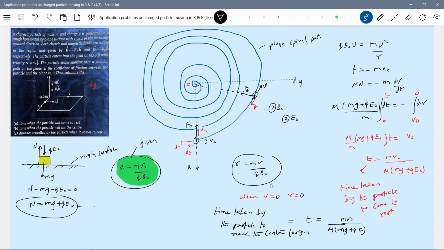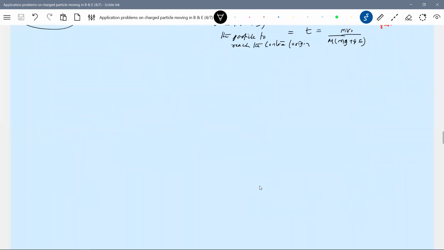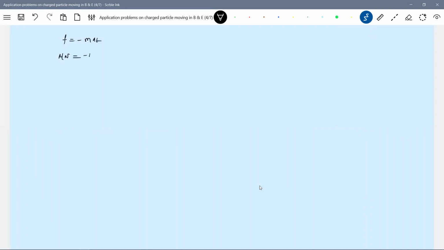V dv by ds. So for the retardation, the next part of the problem, we know F equal to minus m a tangential. This is equal to mu N minus m a tangential, and a tangential we can write as v dv by ds. S is path length. So this will become mu, and N I'll substitute later on, no problem. So this will become mu N ds equal to m v dv.